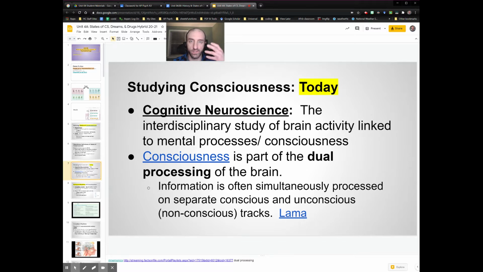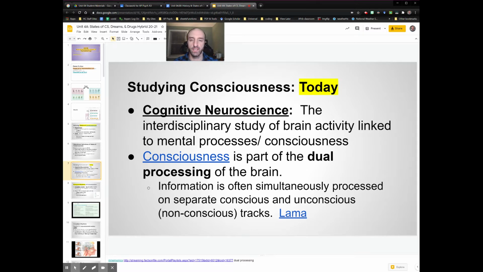This measure of consciousness is often done through cognitive neuroscience. This is one semi-specific area that studies not only consciousness but things like memory and thought, language, really anything right now. Neuroscience is kind of the forefront of that. And consciousness, here you can see, is part of the dual processing of the brain.